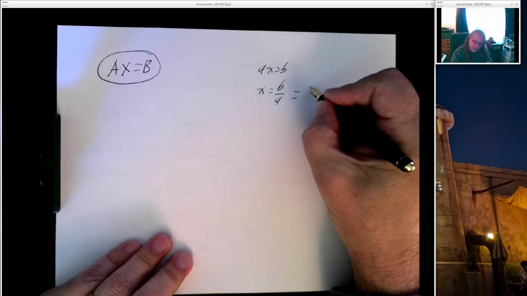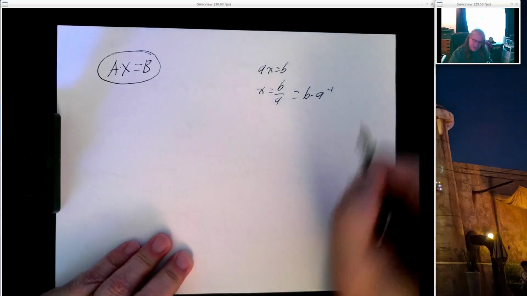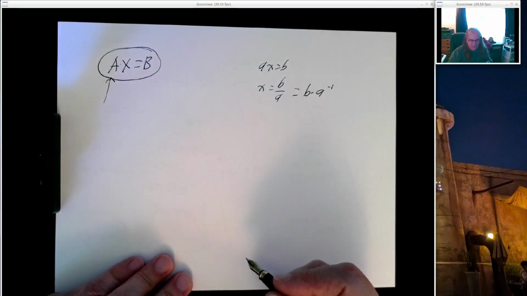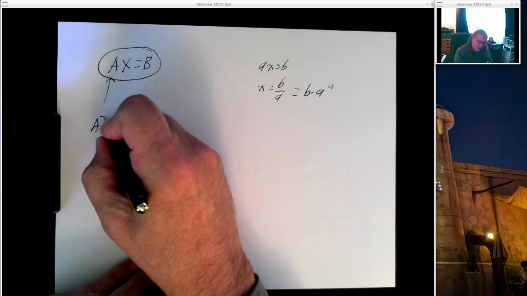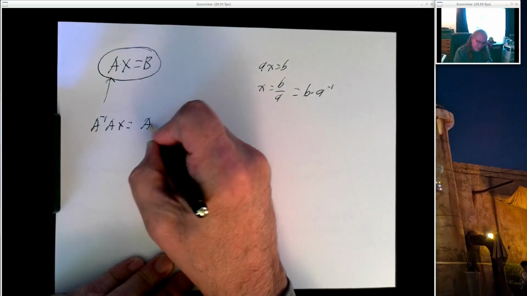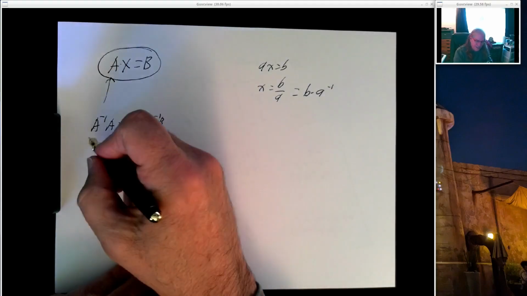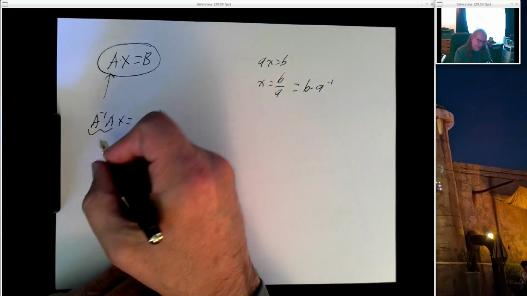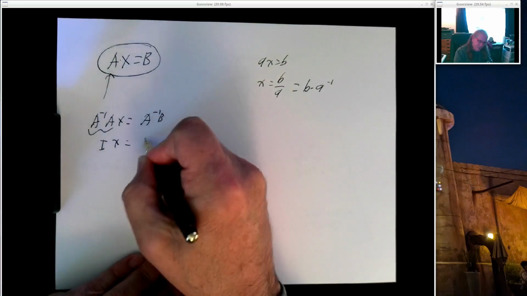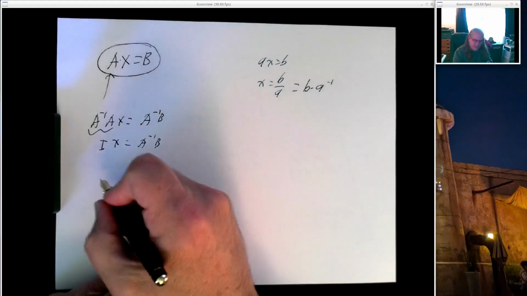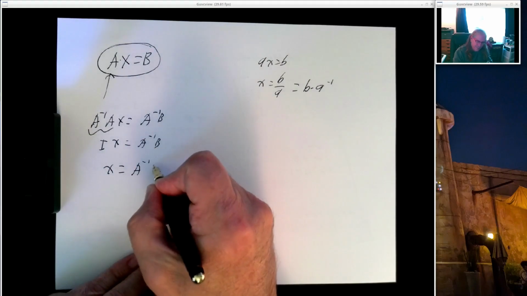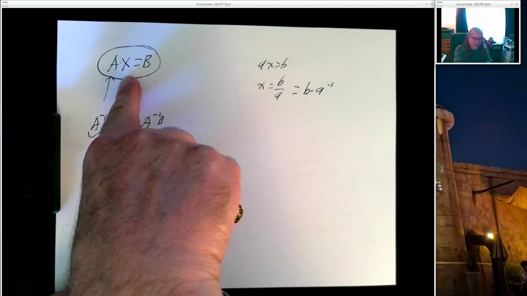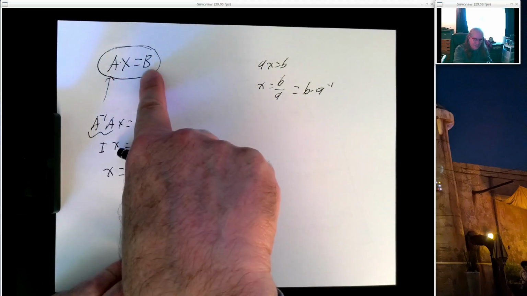b divided by a is also b multiplied by the inverse of a. And in some cases, matrices have inverses. So if I take A inverse times Ax equals A inverse times b, the inverse is the thing that when you multiply by A, you get the identity. So A inverse times A is equal to the identity, and the identity times x is just x. So if we know that matrix A times matrix X is equal to matrix B, we can find matrix X by taking A inverse and multiplying it by B.